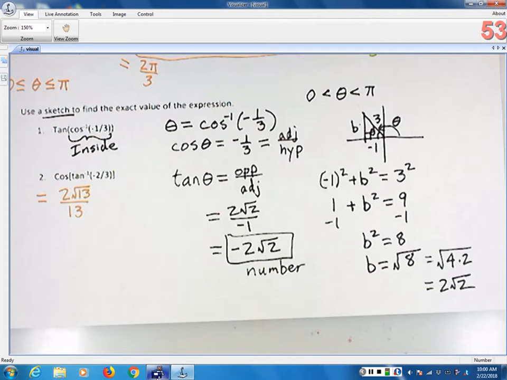This has to be in quadrant 4. We can't be in 2, because the domain is minus pi over 2 to pi over 2. So you have to draw that picture there to get a positive. That's what you get.